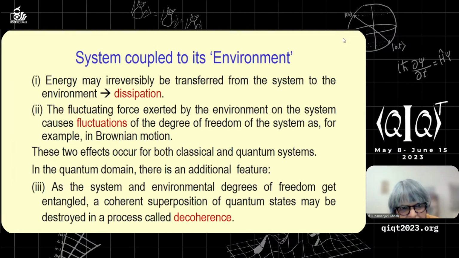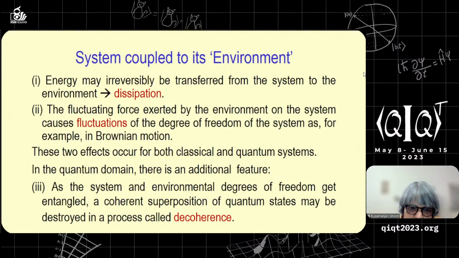Again, I'll not give you the details of it. The series of papers you can actually find. But the basic physics of this, as you have probably guessed already from the talks you have been exposed to, is that the system is coupled to its environment. So energy may irreversibly be transferred from the system to the environment. That's what you call dissipation. The fluctuating force exerted by the environment on the system causes fluctuations of the degrees of freedom of the system, for example, as you see in Brownian motion.